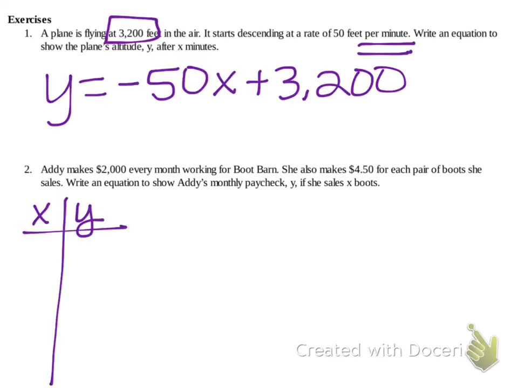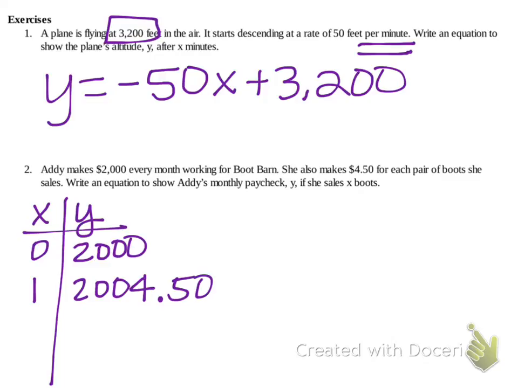So let's say that she sold 0 pairs of boots. How much is she going to make? $2,000. Regardless, she could do absolutely no selling at all, and she makes $2,000. If she sells 1, she makes $2,004.50. And then 2, $2,009. So keep adding on $4.50 every single time. That's my constant rate of change. That's my slope. That's my m.